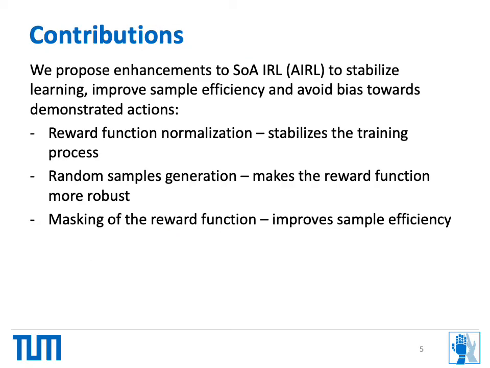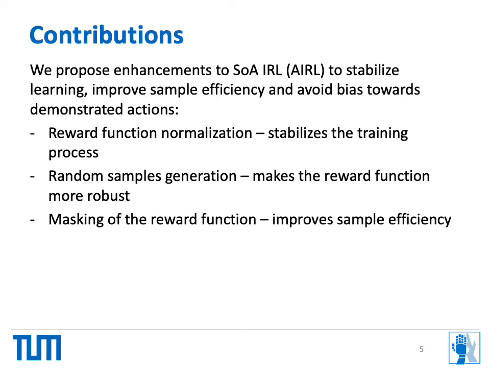We recognize the following problems with the current state-of-the-art IRL approach: lack of learning stability due to the inherent variance of the reward function, the bias caused by the scarcity of the available samples from the expert target policy, and high sample complexity. To address these issues, we propose, respectively, reward function normalization, random samples generation, and masking of the reward function.